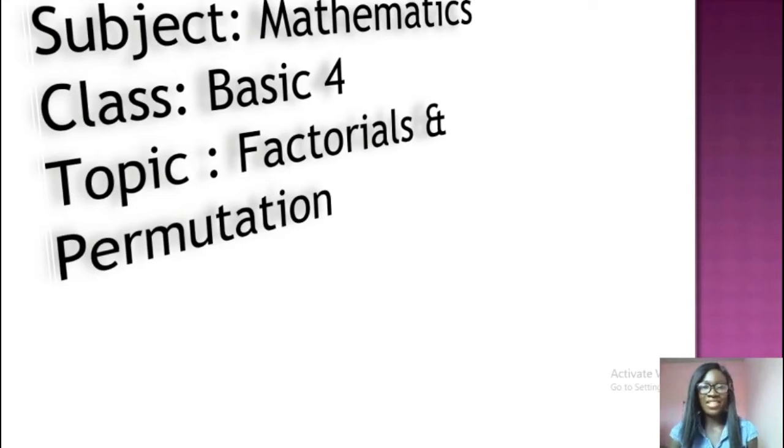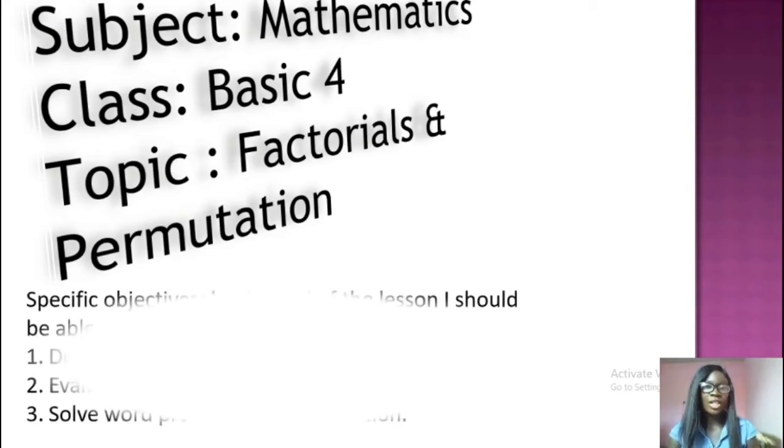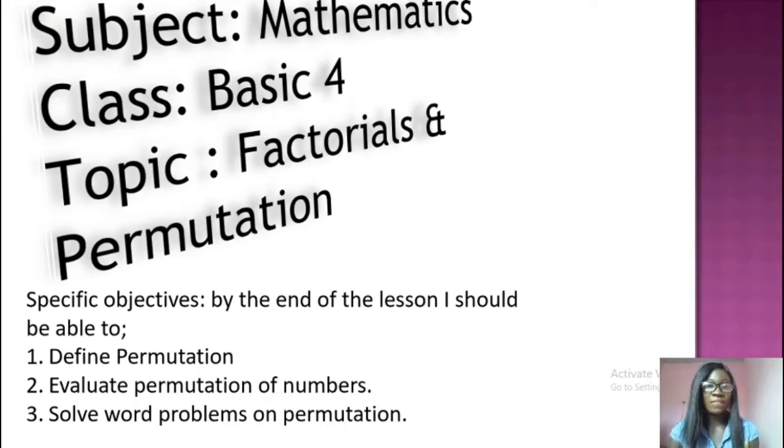So let's see our specific objective for this class. By the end of the lesson, you should be able to define permutation. I believe many of you now know the meaning of permutation because I introduced it in the last class. I'm going to be evaluating permutations of numbers. I'm going to be solving problems on permutation. So I promise you're going to enjoy the class.